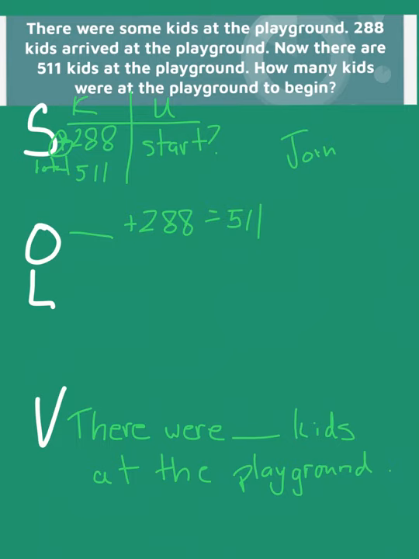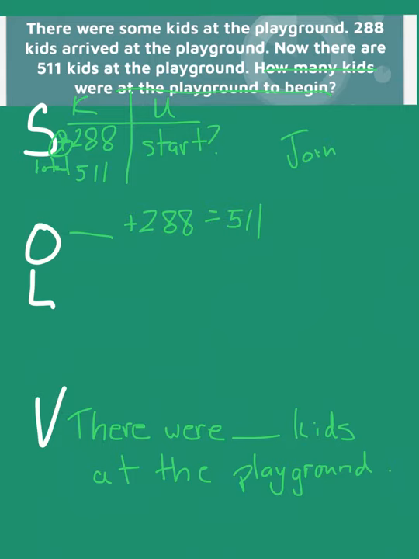So of course we take our question, how many kids were at the playground to begin, and then we come down here to our verify. There were unknown kids at the playground to begin with, you could put. Okay, so let's figure this out. There's a number of ways that we can use this.